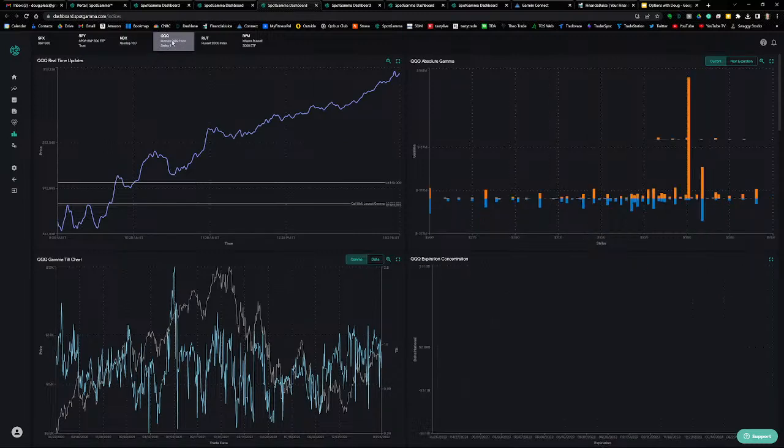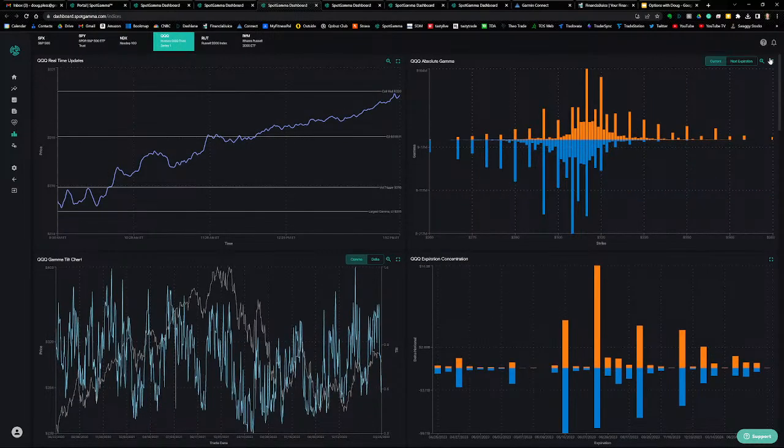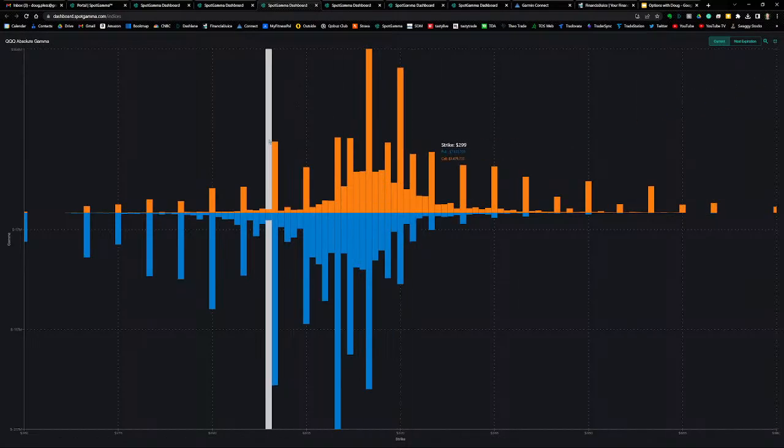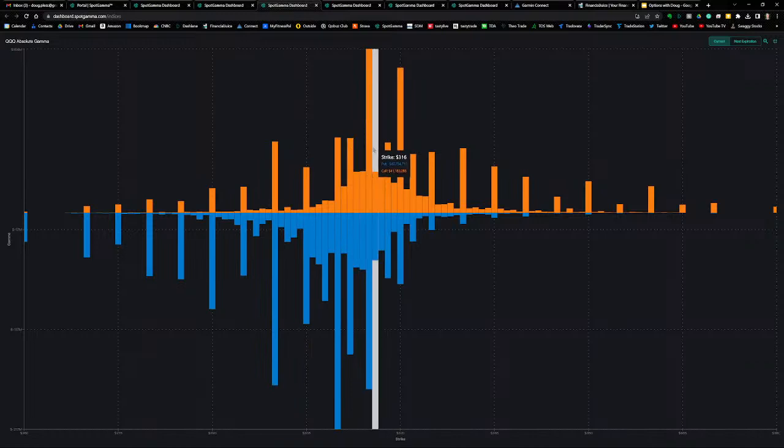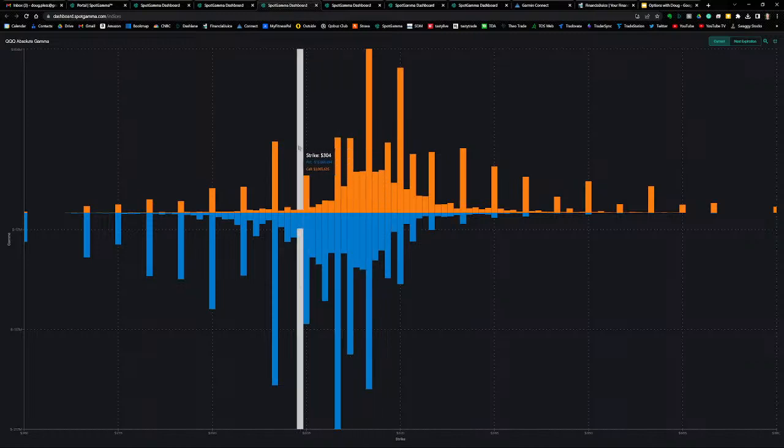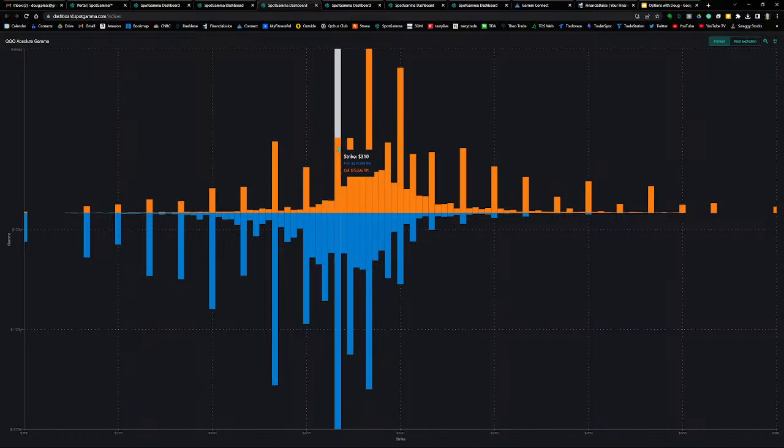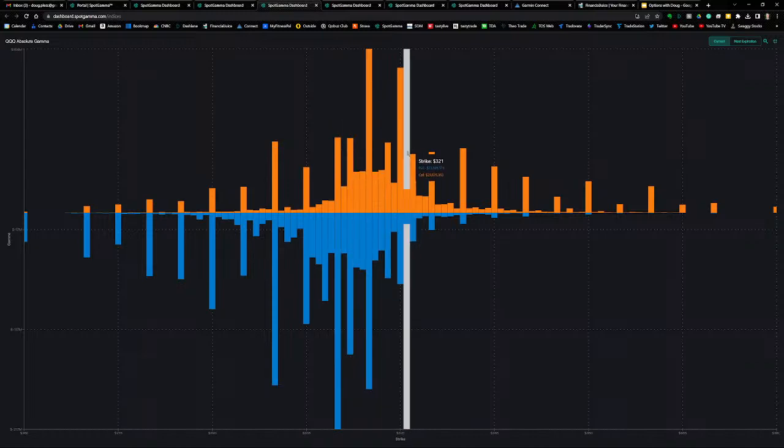Now let's take a look at QQQ. I'm going to zoom in on this chart. And for QQQ, 315 is the key gamma strike. And there's the put wall at 310. And then the call wall at 320. And again, it looks like price may already be there at the 320 call wall, but price is heading in that direction.